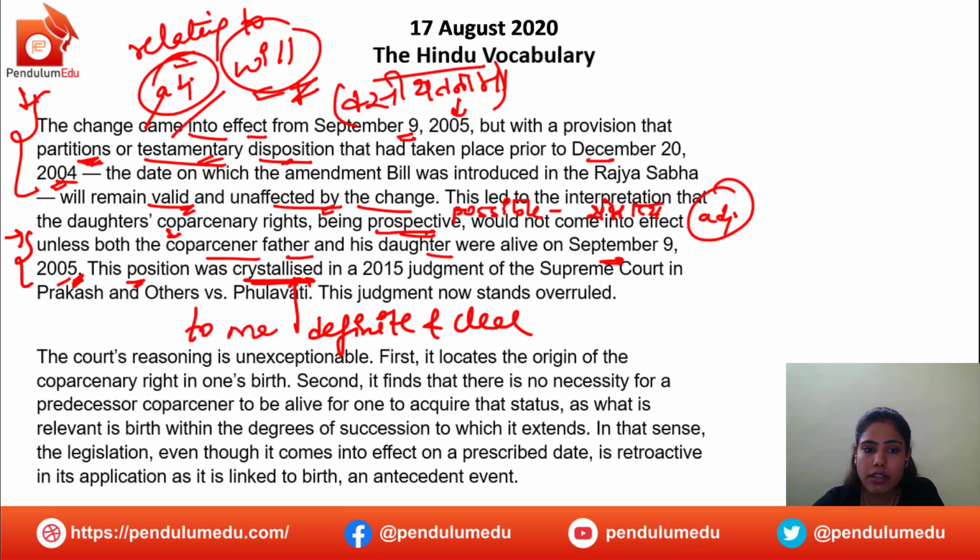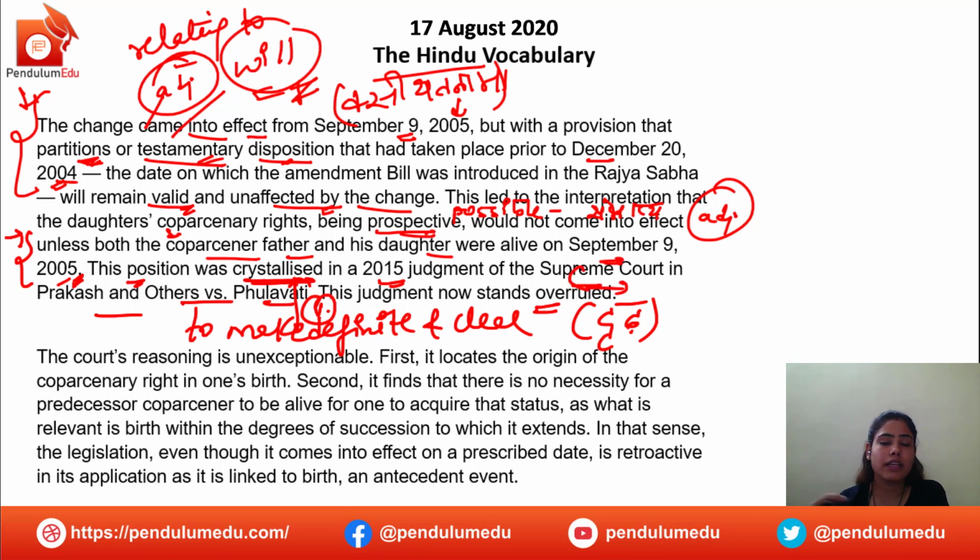To make definite and clear, that is a verb, okay? किसी चीज़ को और दृढ़ बना देना, ठीक है? In a 2015 judgment of the Supreme Court in Prakash and others versus Phulavati, this judgment now stands overruled. अब इस चीज़ को overrule कर दिया गया है. That is, it now stands nullified. So अब 2015 में crystallize किया गया इस particular example के साथ, इस case को as an example लेके इस चीज़ को और strong तरीके से present किया गया.